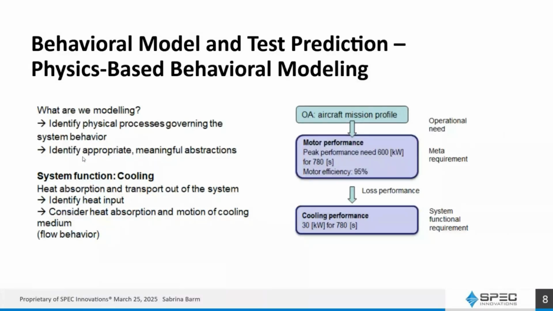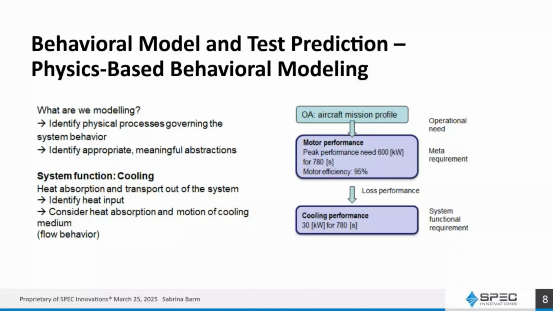So how do we start? What are we modeling? We're modeling a cooling system. We've established that. And to figure out what's happening, what is the background of our system, we're looking at an aircraft mission profile of our regional distance aircraft, which gives us our operational need, telling us to fly that mission profile, we need a certain motor performance, which delivers our meta requirement.